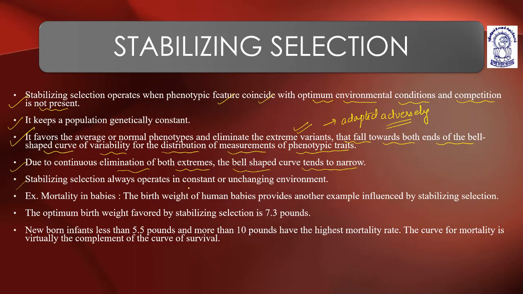Stabilizing selection always operates in a constant or unchanging environment. That is why environmental stress is absent, and there is less competition. So it is like this, you can see, this is the peak. This peak shows that the maximum number of individuals are exhibiting a particular phenotype or character.